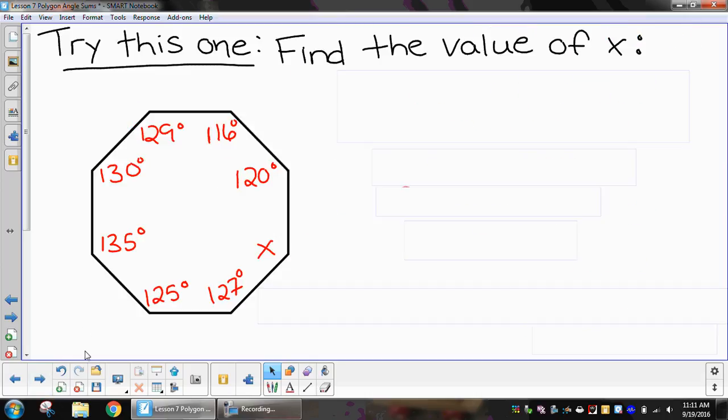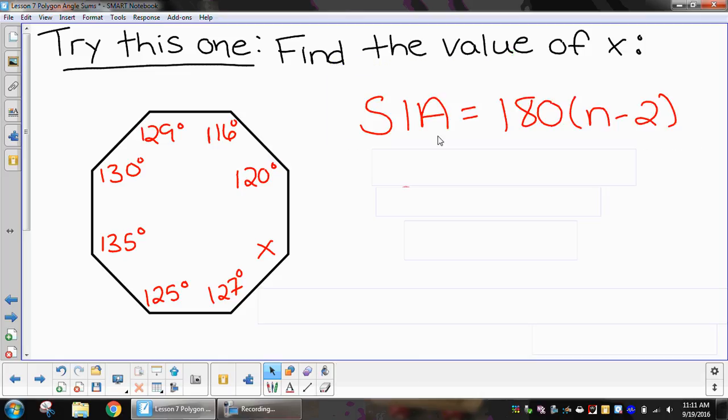So pause here, try this one. This one's a little bit bigger, but it's the same idea. Pause it, try it, and then watch me. So I'm going to use my formula. Just like with midpoint or distance, you should always write the formula. This way you'll remember it when you need it the most.